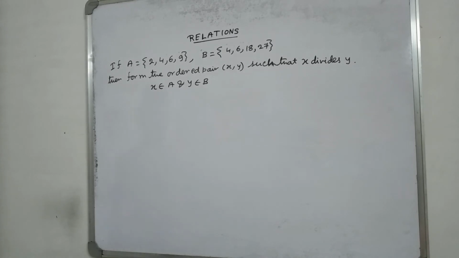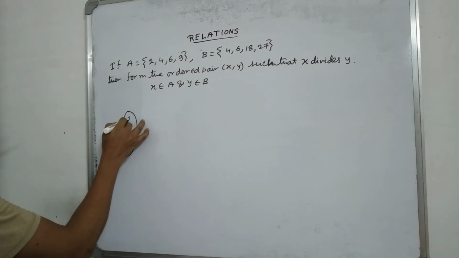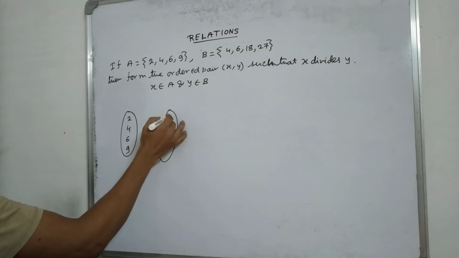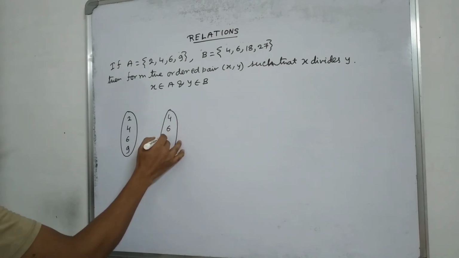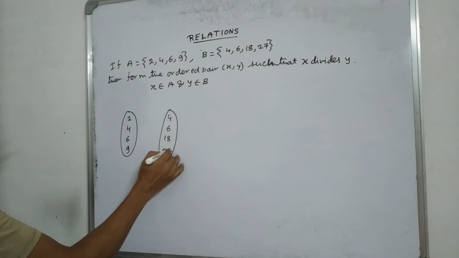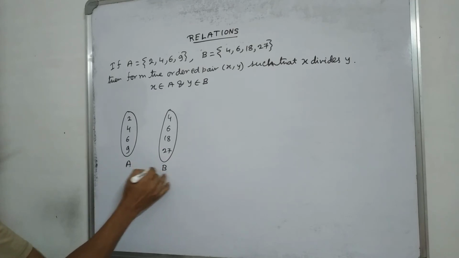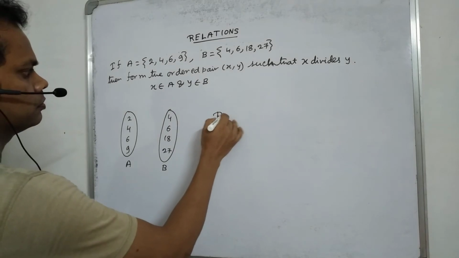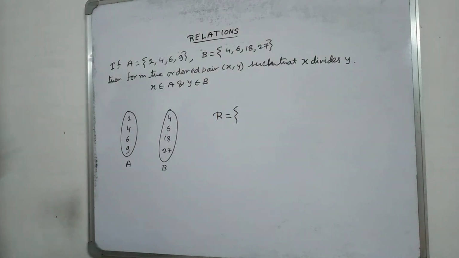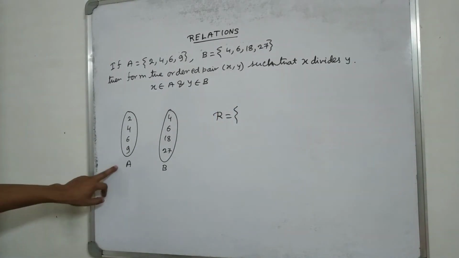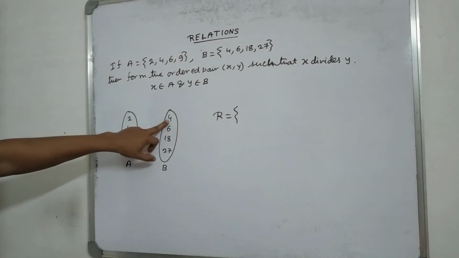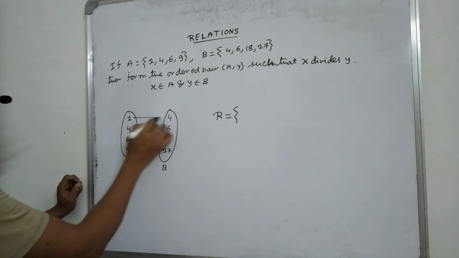A is 2, 4, 6, 9 and B is 4, 6, 18, 27. Now R is the relation where X divides Y, X is an element of A and Y is an element of B. 2 divides 4, so having a relation.